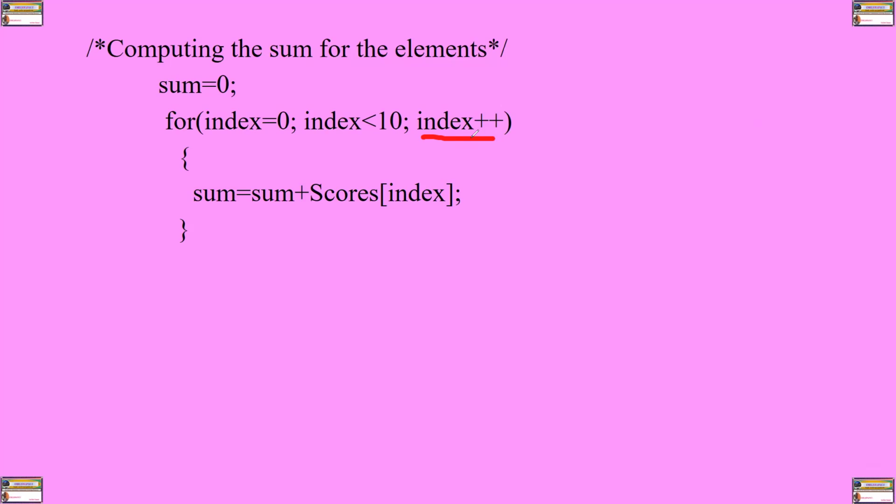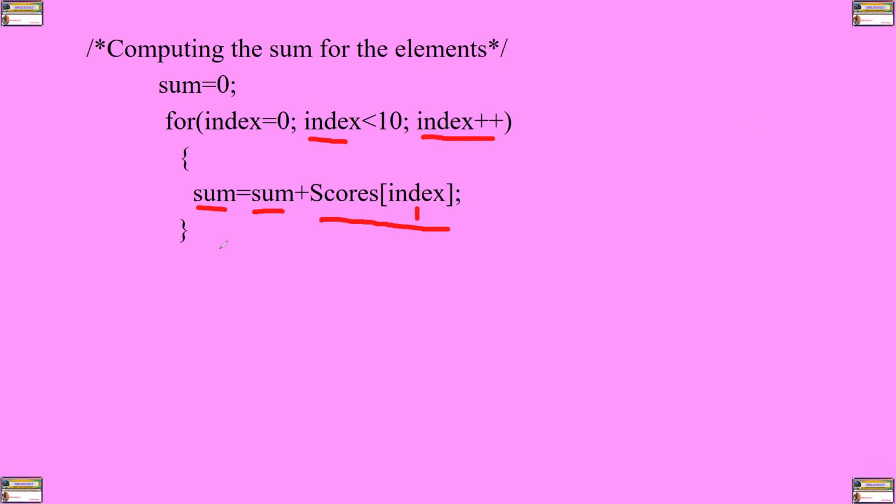So it will be 0 plus 1, which becomes 1. Then we check, is 1 less than 10? Yes. So if 1 is less than 10, the processor will go to the memory location called scores at index number 1, pick the value which is there, then add that value to the current content of memory location called sum. The result will be assigned to the memory location called sum.